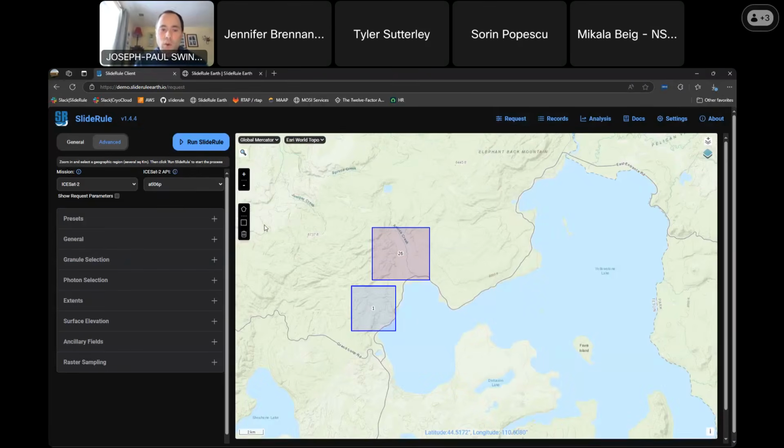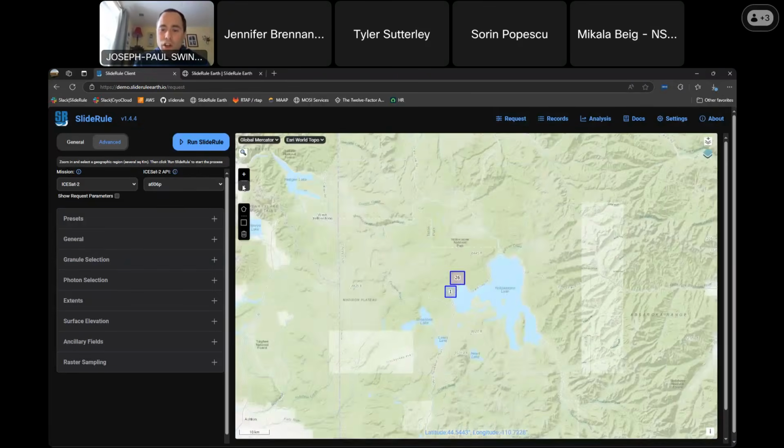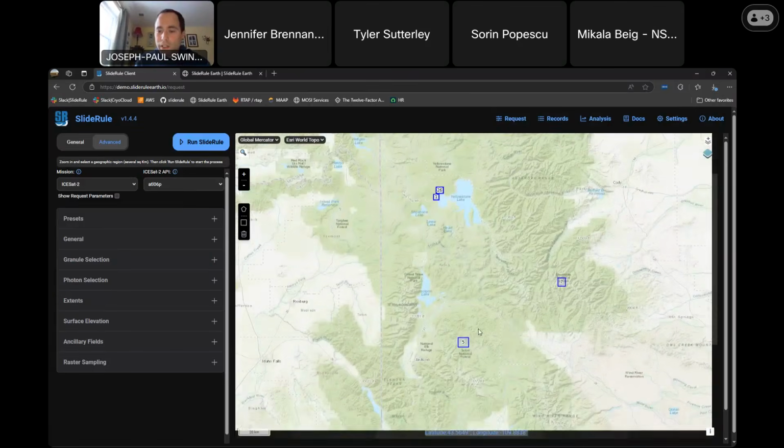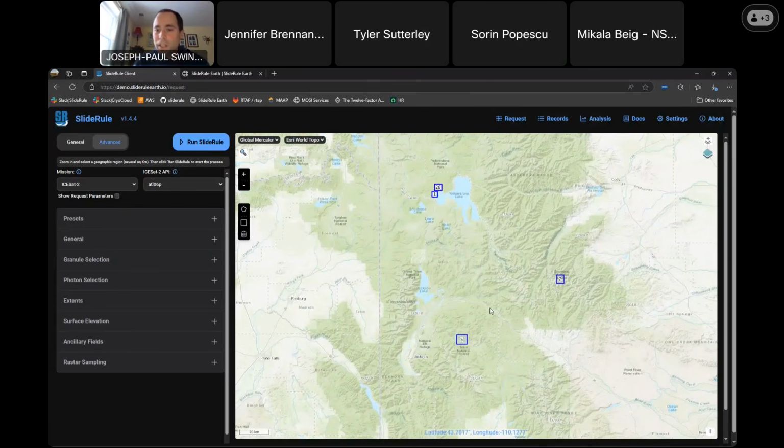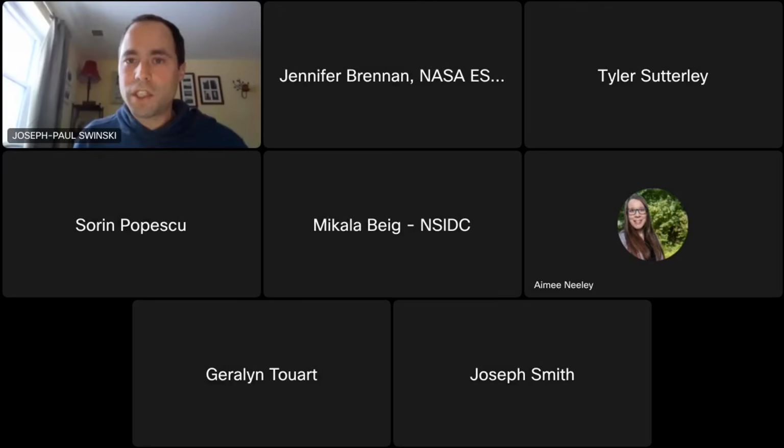And then on the main request page, if you zoom out, you can also view the different areas that you've worked. You can see what I was doing earlier this morning, just looking at different areas to see if I could find a good one that would show some good vegetation. So with that, I think we're at time, and I'll stop sharing and hand it back over to Jennifer.